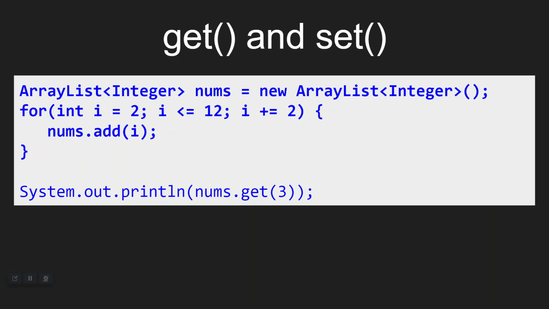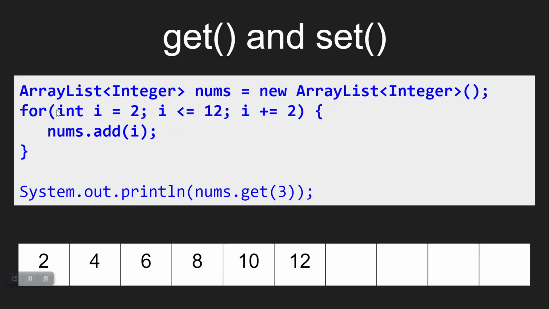Let's go ahead and check it out. So what's happening here is I've got a for loop, and it says for int i = 2. So I'm starting at 2. As long as i is less than or equal to 12, keep going. And then we're going up by 2 each time. And what's happening is I'm calling the nums.add method, and I'm adding my current value of i. So when i is 2, 2 gets added. i goes up to 4, i gets added. i goes up to 6, i gets added. i goes up to 8, 10, and 12. It gets added each time.